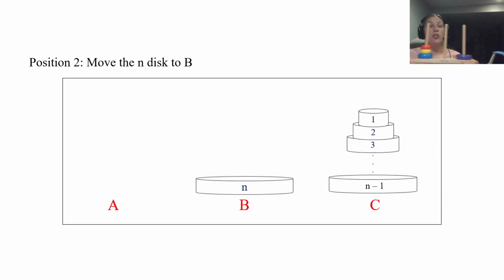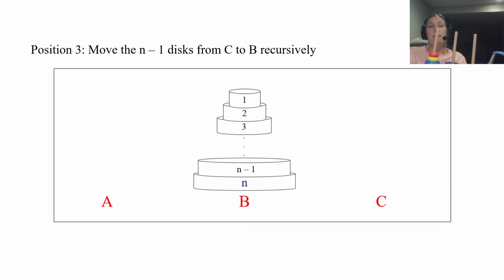Position 2 is just one step, moving whatever your base disk is over to B. That's no recursion, that's just one step. Position 3 is moving all of these from C to B, again, in a recursive fashion. And that's what we're going to do recursively.